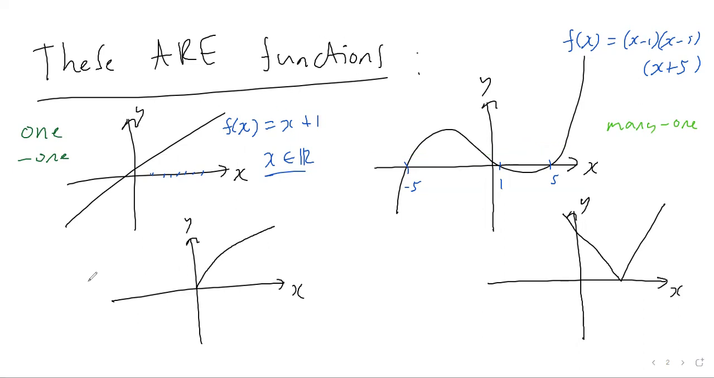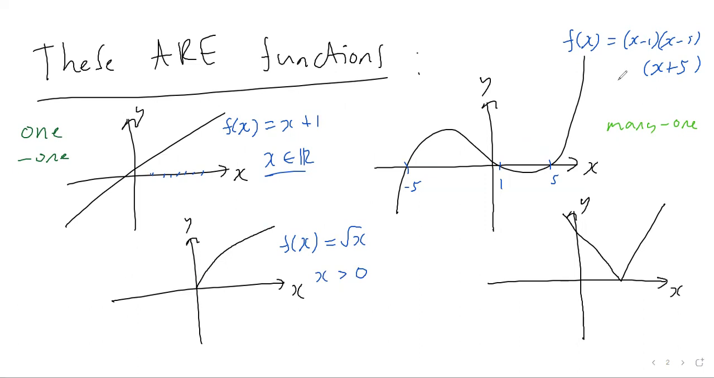And now how about this one down here? Again, we can see this is actually a one-to-one mapping. So every horizontal line you draw, you've got one point of intersection. This would be a one-to-one mapping. So this again is a function. And this function could perhaps be something like f of x equals the square root of x, defined for x being bigger than 0, for example.